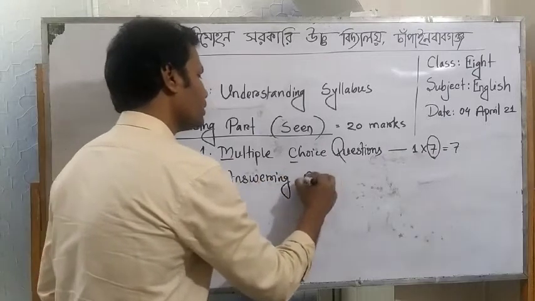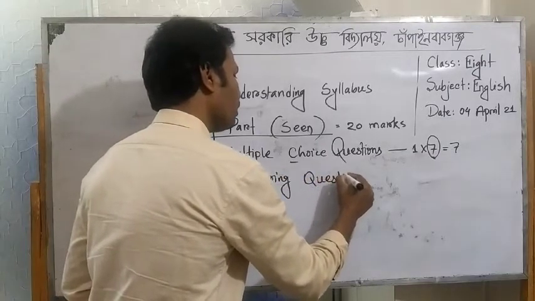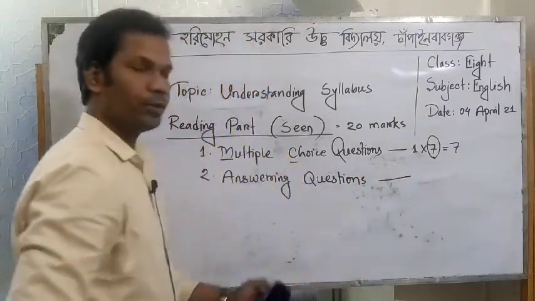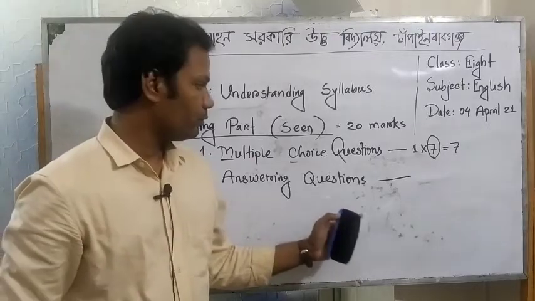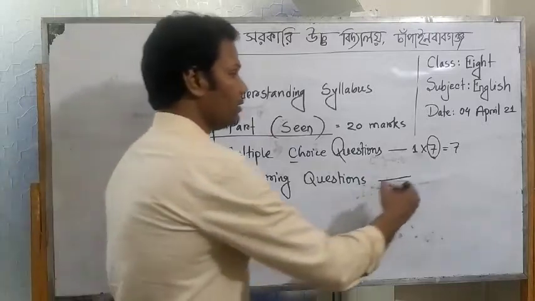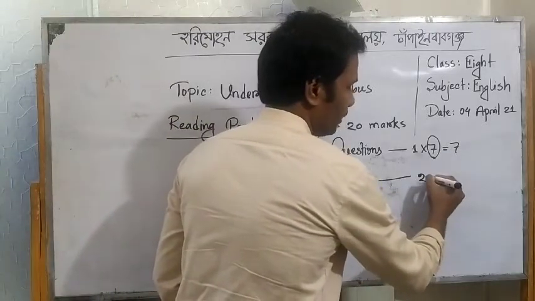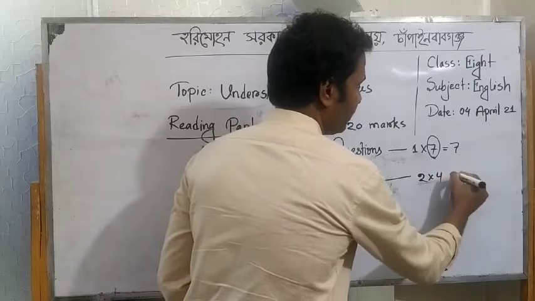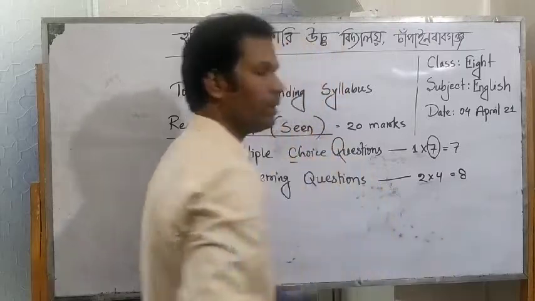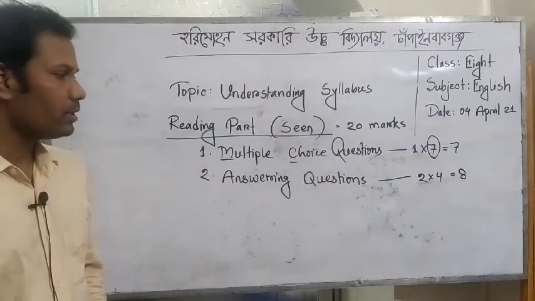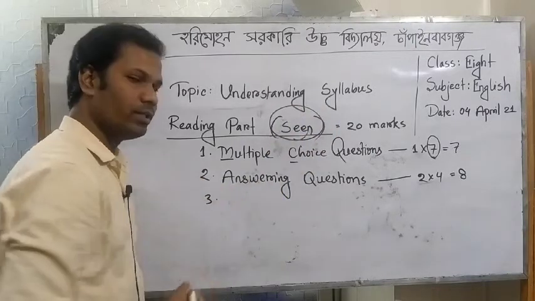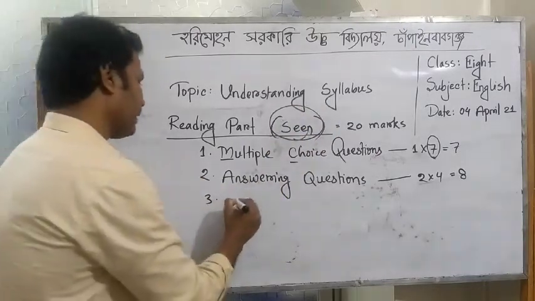Next, answering questions. It's short questions, and you have to give the answers to these questions. Each question carries 2 marks, and here are 4 questions, so 8 marks. Short questions, 8 marks. And from the same passage, there will be another question, and it will be gap filling.